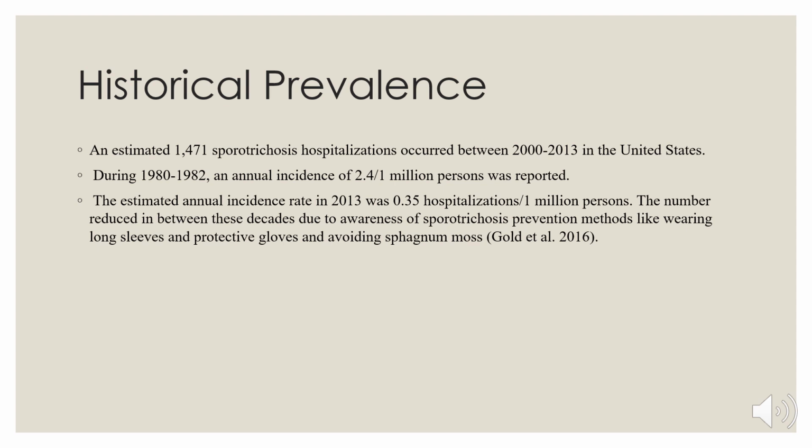The historical prevalence of sporotrichosis is an estimated 1,471 sporotrichosis hospitalizations that occurred between 2000 to 2013 in the U.S. During 1980 and 1982, an annual incidence of 2.4 people out of 1 million people were reported to have it. An estimated annual incidence rate in 2013 was 0.35 hospitalizations per 1 million people. The number reduced in between these decades due to awareness of sporotrichosis and prevention methods like wearing long sleeves and protective gloves while gardening.